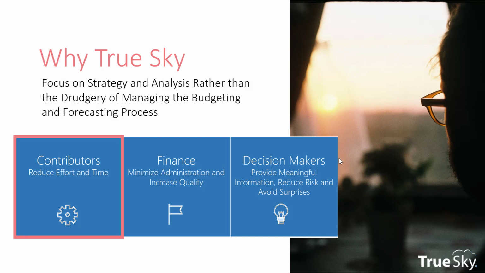The first are contributors. These are the people that are entering budgets, providing information. With TrueSky, we reduce the amount of effort and time that it takes them to manage the budgeting process. The second key group is the finance team, and TrueSky minimizes the amount of administrative work, again, that drudgery of managing the process, and instead increases quality. And the third group are the decision makers. TrueSky provides really meaningful and rich information that allows them to reduce risk and avoid surprises.